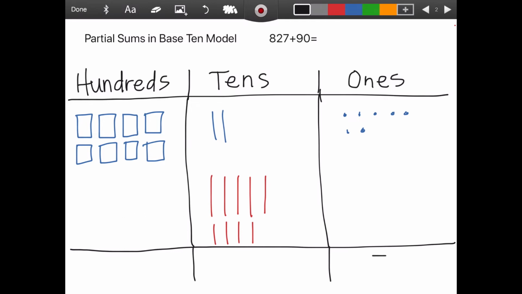So if I look first in the ones place, I can add up what I have, and I just have 7 ones. Then I count all the tens. There's 1, 2, 3, 4, 5, 6, 7, 8, 9, 10, 11. So we're adding 11 tens. And then looking in the hundreds place, I can see that there are 8 hundreds. So now, is that my answer? No, but that just tells me what all those parts are. So 8 hundreds, 11 tens, and 7 ones.